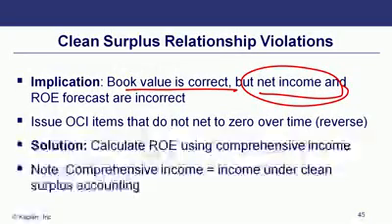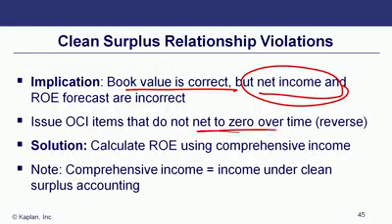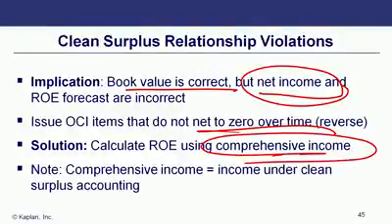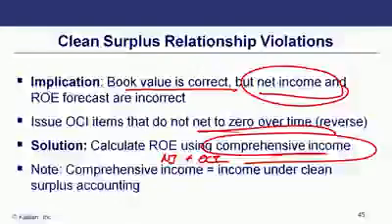And the idea is that the issue of OCI items, they do not net items that don't net to zero, or the items that don't basically reverse over time. So what's our solution? Instead of using ROE, use comprehensive income. Recall, what is comprehensive income? It is net income plus other comprehensive income. So that way you pick up the OCI.